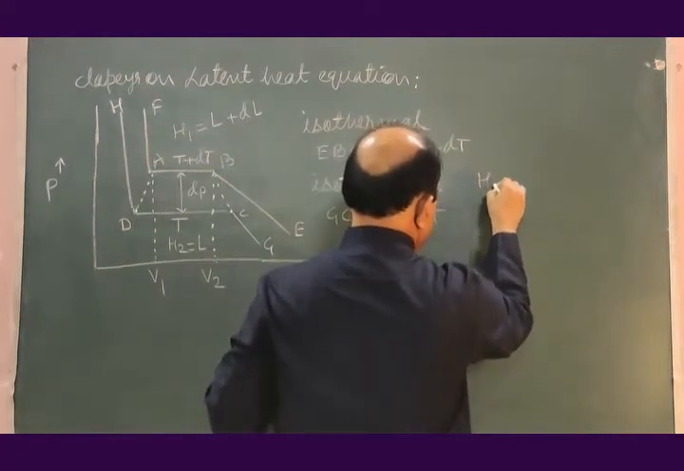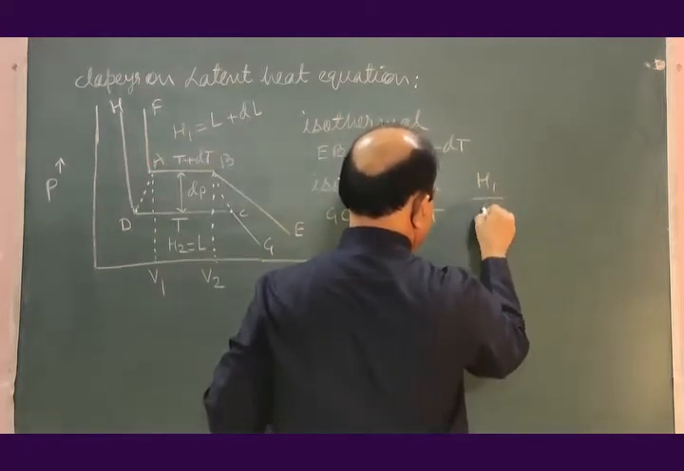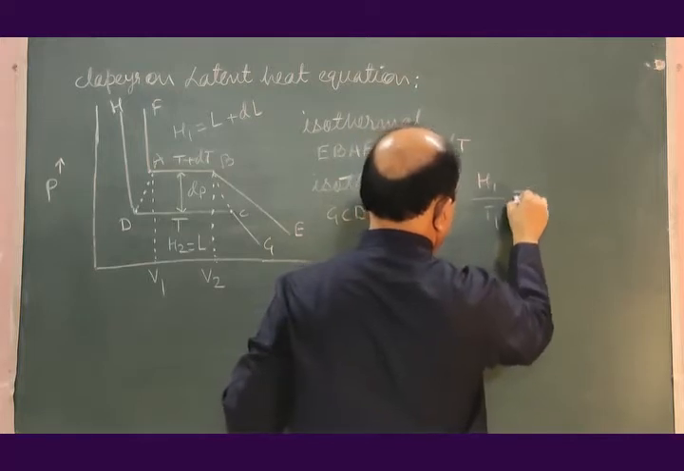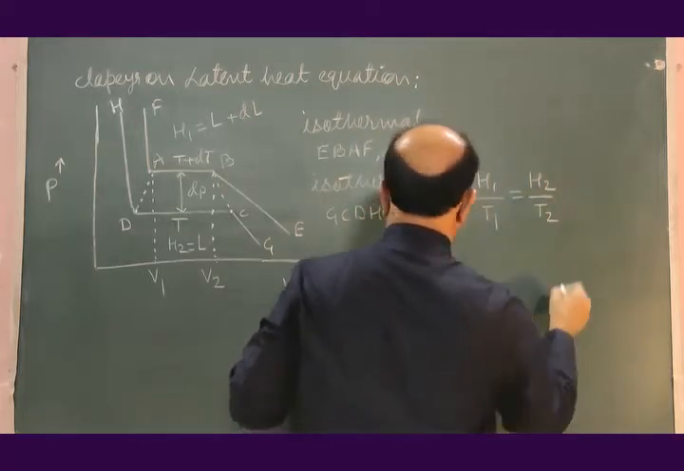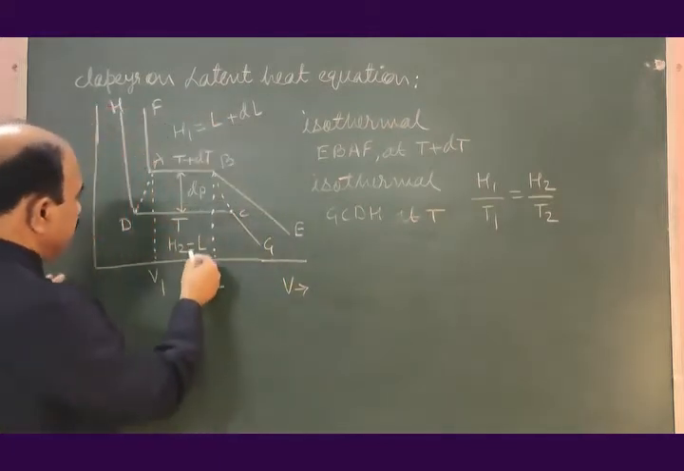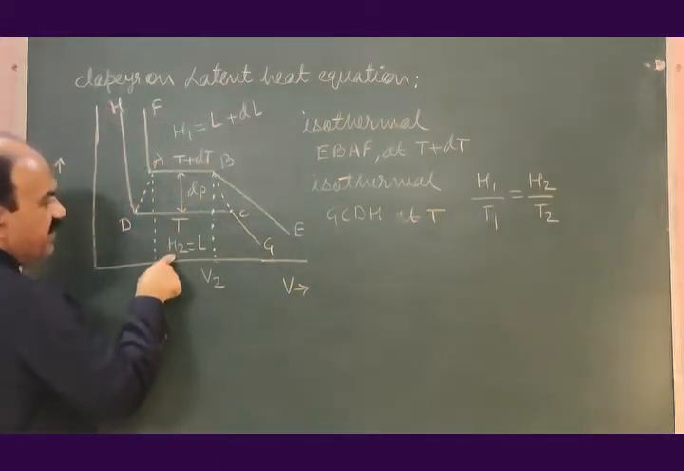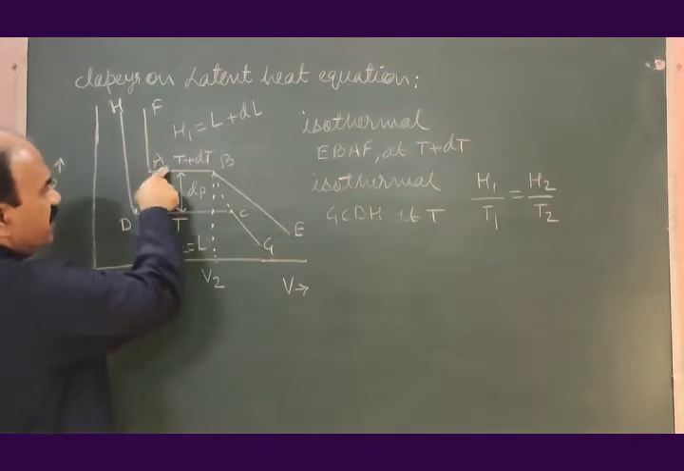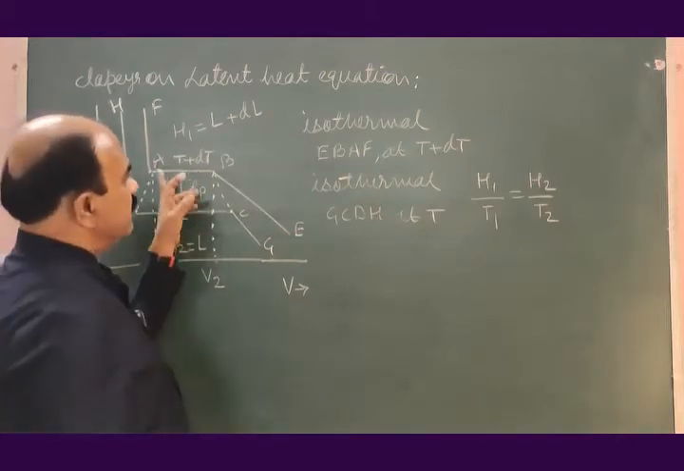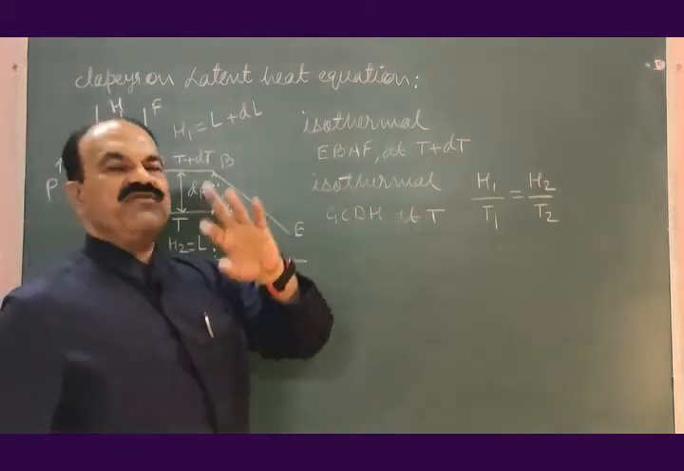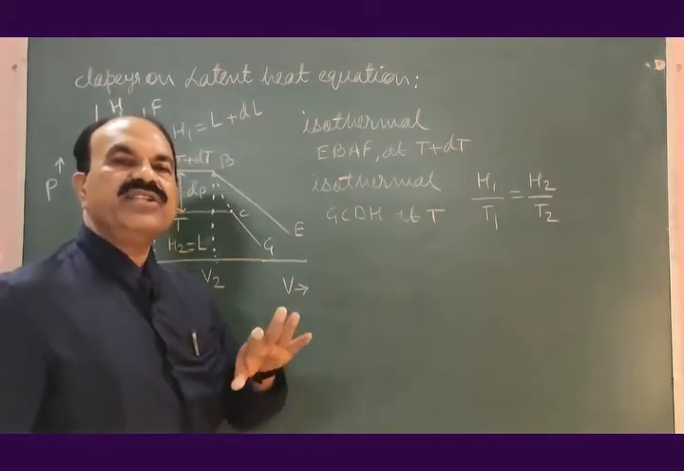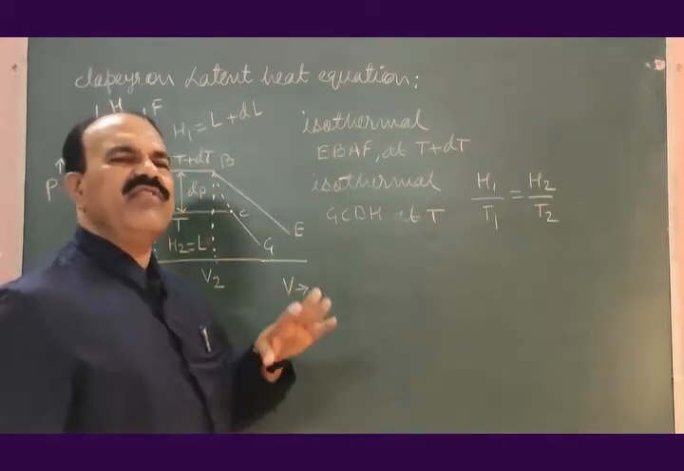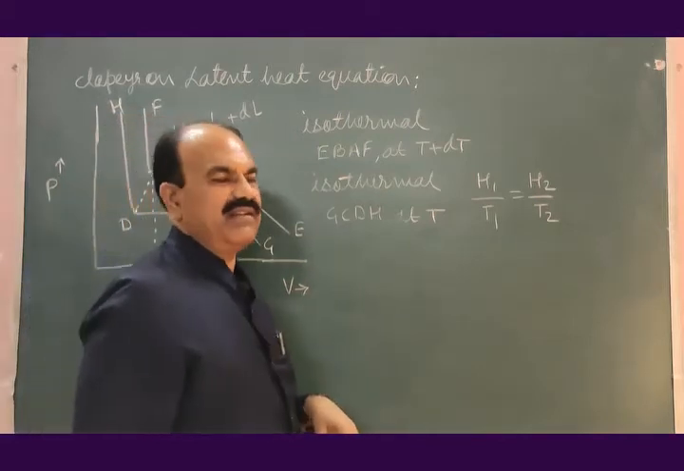We will have this as H1 by T1 is equal to H2 by T2. Here energy rejected is taken as H2. Here energy received is taken as H1. So H1 by T1 is equal to H2 by T2 for a complete reversible cycle, for a Carnot reversible cycle.